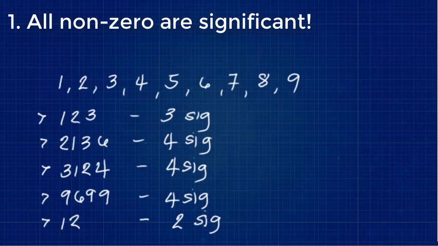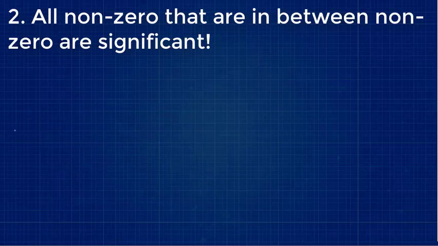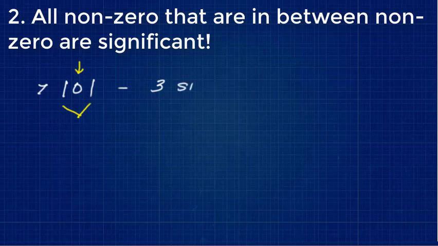Okay, let's jump to the second rule for significant figures. The second rule says that all zeros in between non-zero digits are significant. An example would be 101. As you can see here, the 0 is in between 2 non-zero digits, which are 1s. Based on the rule, this has 3 significant figures.